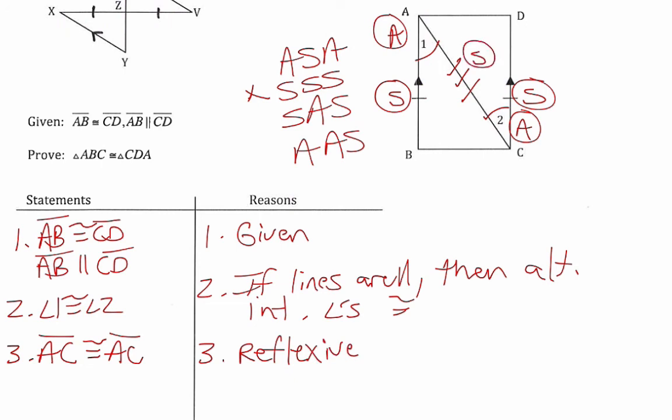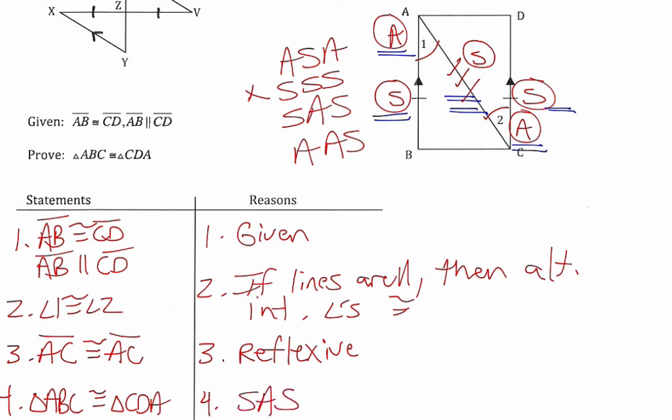So again, pay attention to the order. We had a side, an included angle, and then another side matching a same side, same included angle, and the same side. So I've got enough information now to say, yep, my triangle ABC is congruent to triangle CDA because of a side-angle-side relationship.